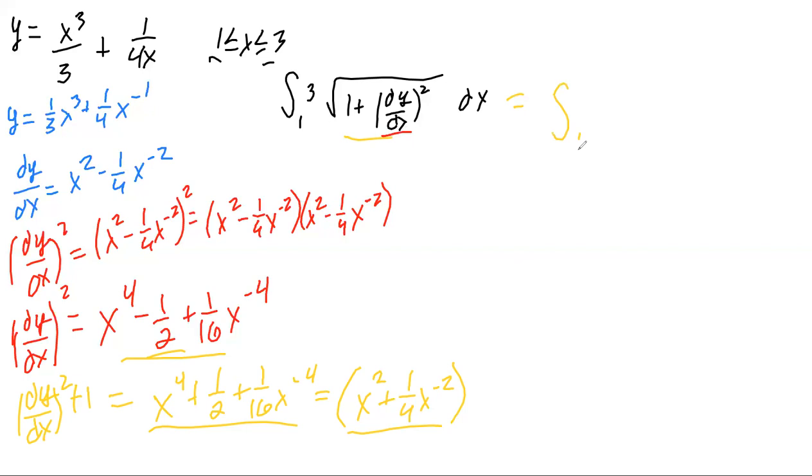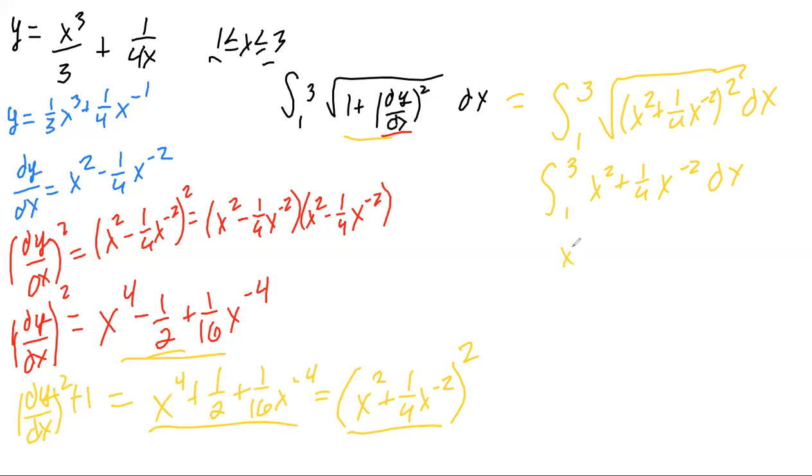So here, if we have the integral from 1 to 3, this whole thing under the radical is this thing, squared. So we're going to have the square root of x squared plus 1/4 x to the negative second, squared, dx. The square and the square root take care of each other. So we have the integral from 1 to 3 of x squared plus 1/4 x to the negative second dx. Power rule, so add 1 and divide by this. So x to the third divided by 3. Add 1 to this and divide by this. It's going to be negative 1/4 x to the negative first. We're going to evaluate this between 1 and 3.